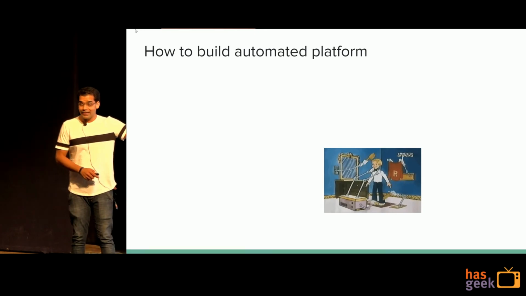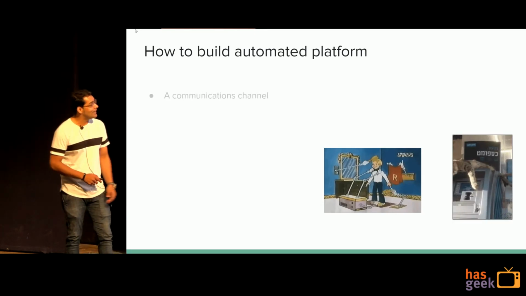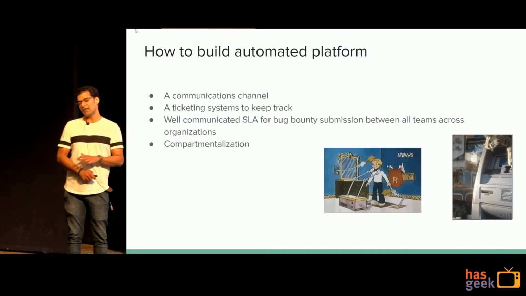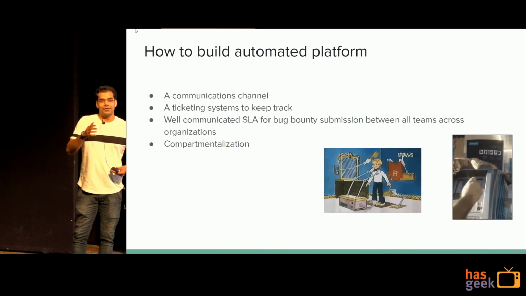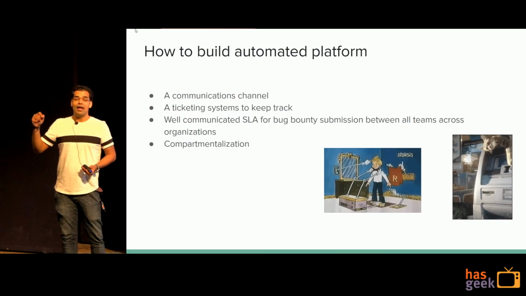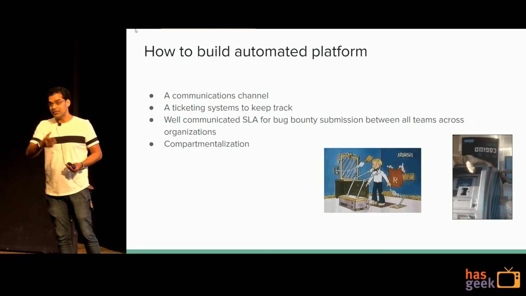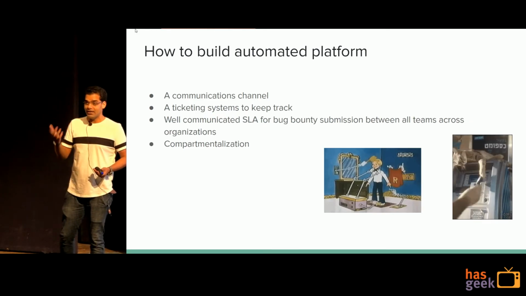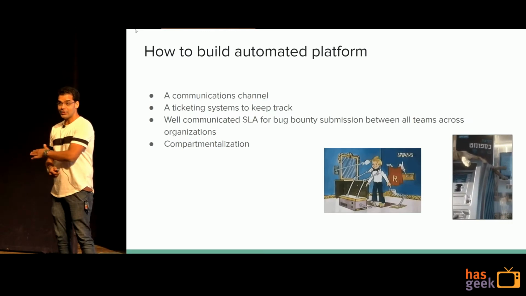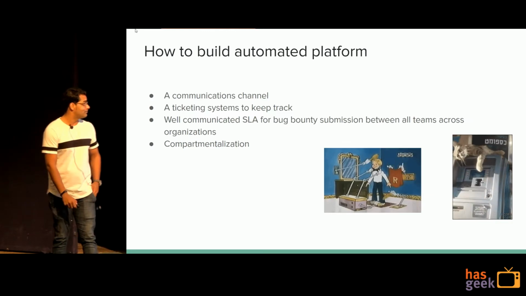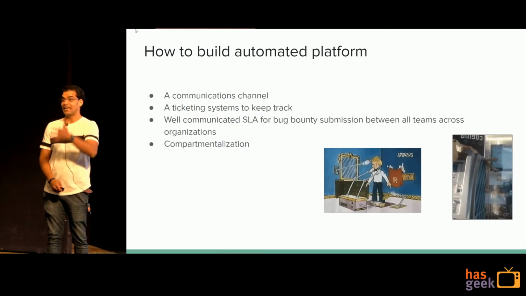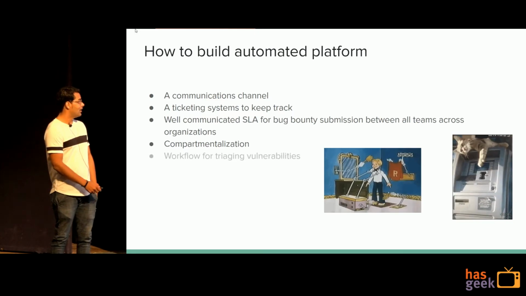To build that kind of automation, what you need is a communication channel, a ticketing system, and a well-communicated SLA, because engineering teams do not have an understanding of how critical a bug is. Depending on whether it's RCE, remote code or command execution, you want to get it fixed in a few hours. So this has to be set up with your engineering team as well. No one should have access to your bug bounty tickets apart from the security team.